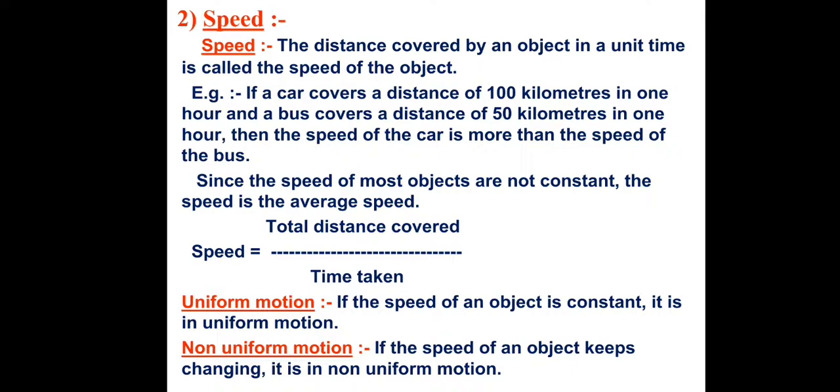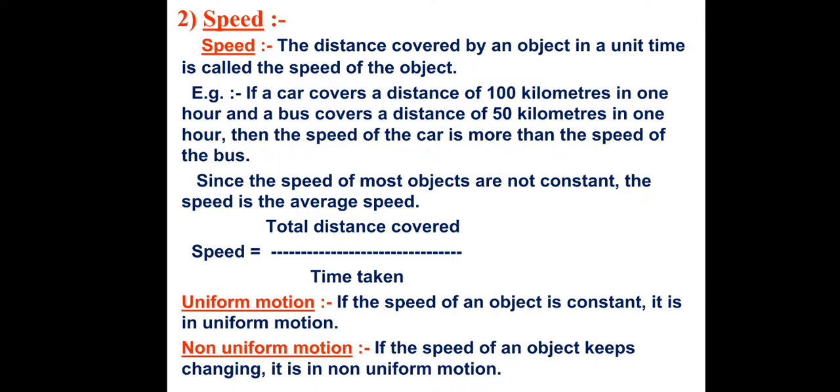Since the speed of most objects is not constant, the speed is the average speed. So how will we find out the average speed? Very simple. You have to calculate the total distance covered by that object and divide it by the total time taken by that object to cover that particular distance. That is why we say speed is equal to total distance covered divided by total time taken.